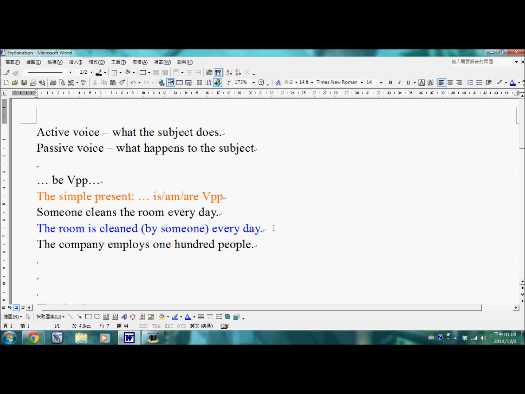The room is cleaned by someone every day. So you know that the someone, whoever cleans the room, is not important. What's important is the room is cleaned every day.